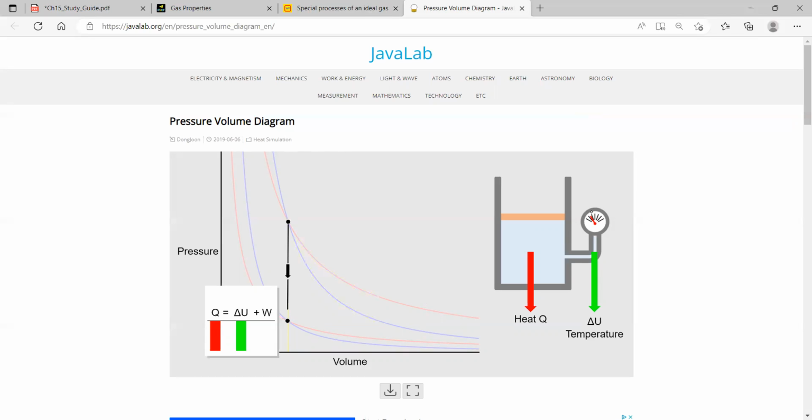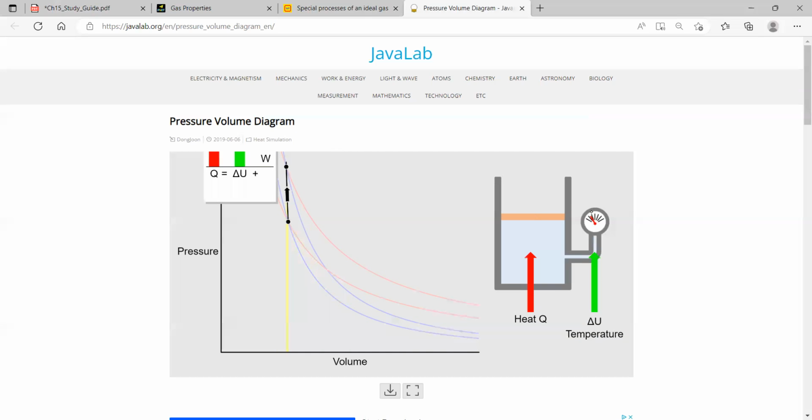So here on the right hand side, you can see that. Let me do it for expansion. You see again that W equals 0, and Q equals delta U. Here you see that heat is entering the system. The internal energy of the system increases because of the added heat, and there is no work done here for the isovolumetric or isochoric process.